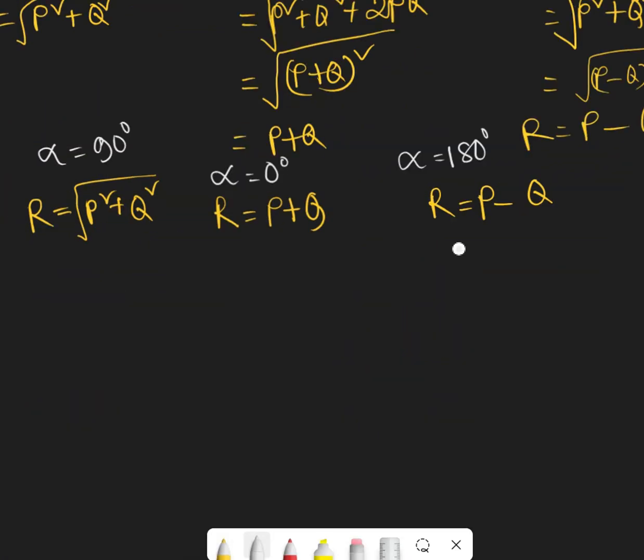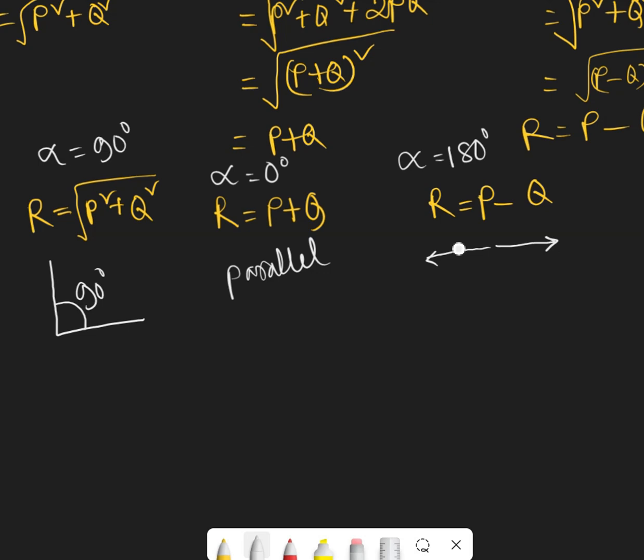So when alpha is 90 degrees, it means the two vectors are at a right angle. In that case, we'll have the square root of P square plus Q square. When alpha is equal to 0 degrees, it means they are parallel, and R is equal to P plus Q. When alpha is equal to 180 degrees, it means one vector is going in this direction and another vector is going in the opposite direction. It means it will have P minus Q.